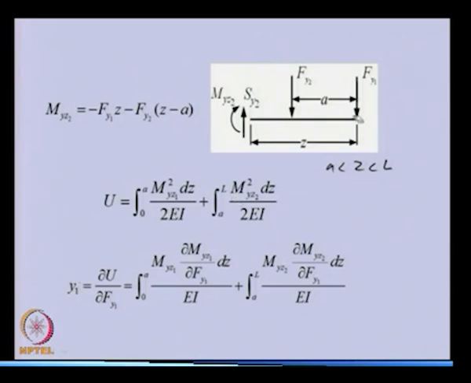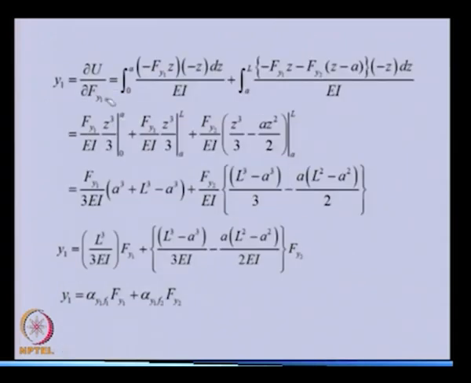Let us say if we want the displacement at the force 1 location, we need to differentiate with respect to that force using Castigliano's theorem. We will get the displacement at that location. So, we can put in the expression of this bending moment, and we can get the displacement at location 1 due to force 1. If we simplify, these are simple strength of materials steps. So, finally, we will get the displacement.